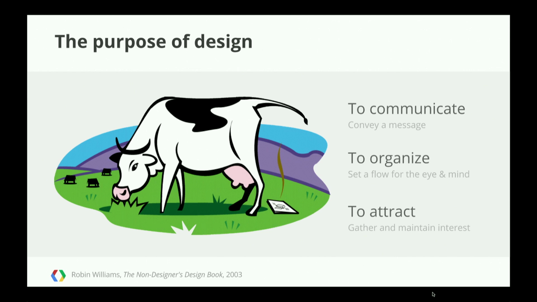And she pontificated this, she said that the purpose of design is to communicate, to organize, and to attract. So we don't create designs just to make them sit there and look pretty. There's a fundamental message that has to be conveyed in anything that we design. We want, as much as possible, to guide the human eye through a space in a very appropriate way.